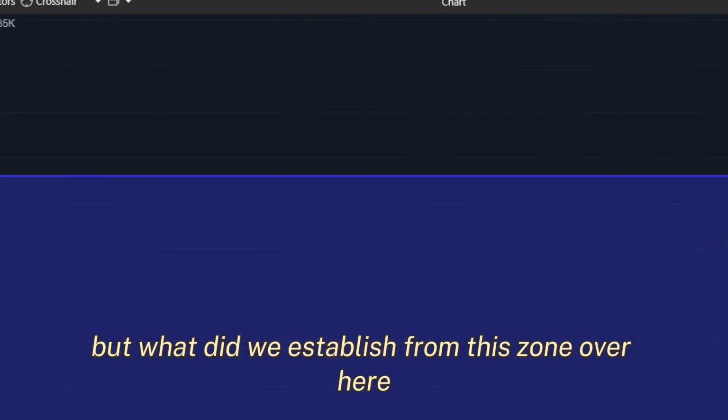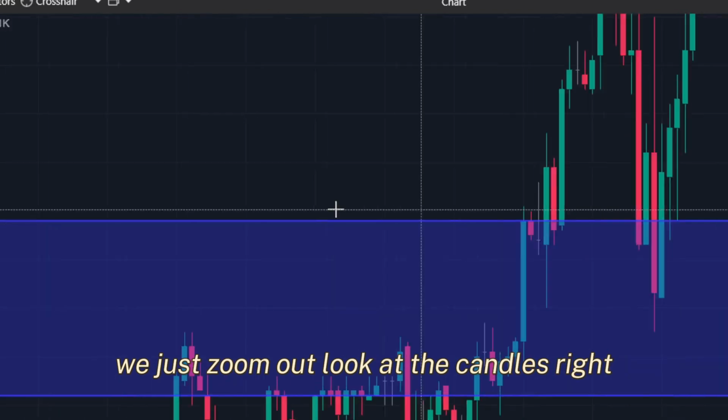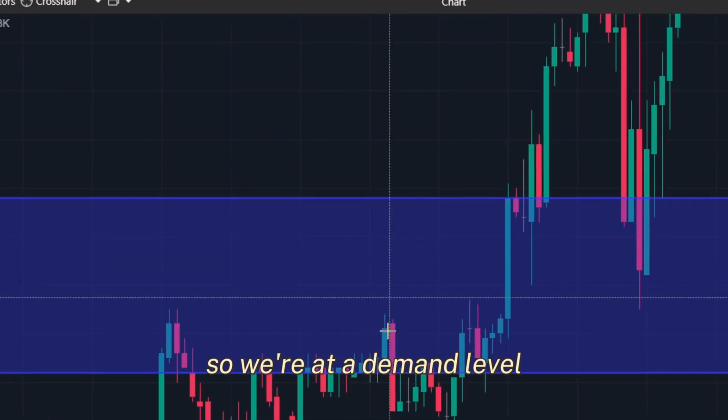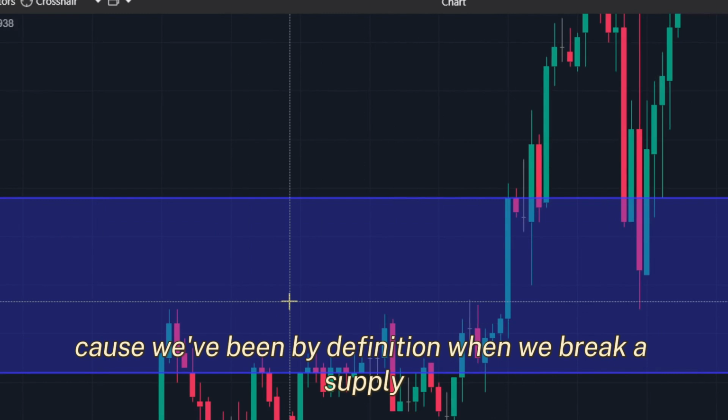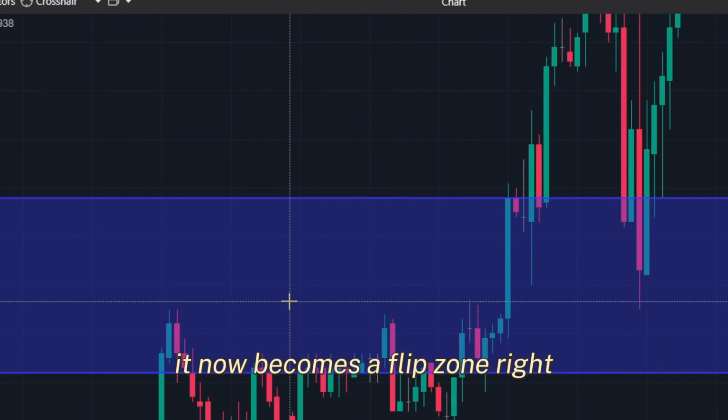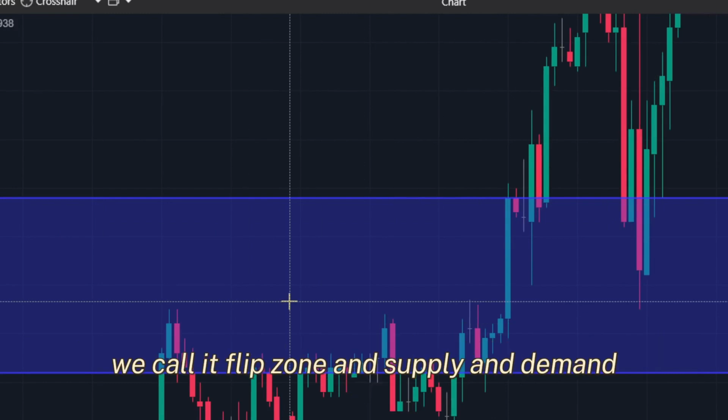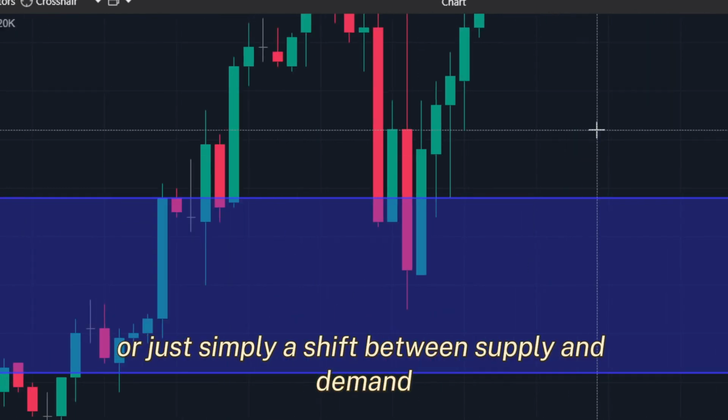But what did we establish from this zone over here? If we just zoom out and look at the candles, we're at a demand level because, by definition, when we break a supply, it now becomes a flip zone. We call it a flip zone in supply and demand, or just simply a shift between supply and demand. That's all it is.